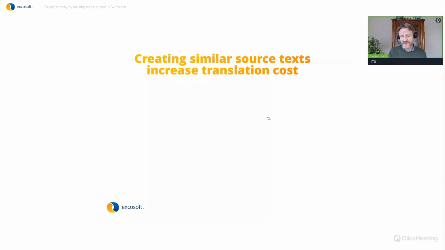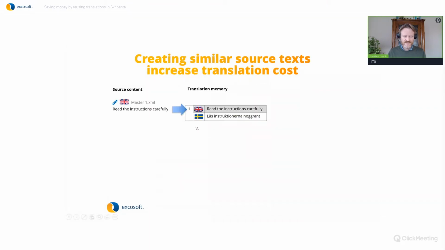But the case is when we generally translate content in Skribenta, there might be the case that we create similar source texts. Let me give you an example. So let's say here that we have created a master file, and in this master file we have content, for instance, read the instructions carefully. Then this is translated. We create a translation block in the memory, and this is now translated to Swedish. And then when we publish the Swedish version, we get the Swedish text.